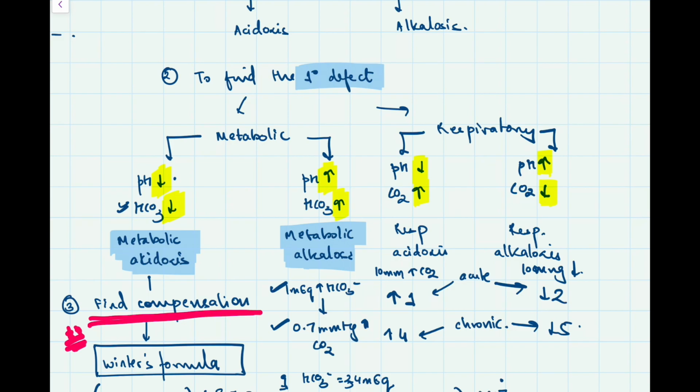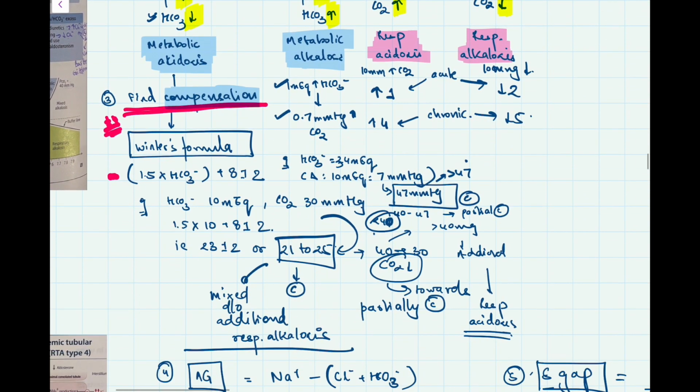increase in bicarbonate. For respiratory conditions, a decrease in pH with an increase in CO2 means acidosis, while an increase in pH with a decrease in CO2 is alkalosis. After the primary defect, compensation can be seen by Winter's formula, which is 1.5 into bicarbonate plus 8, plus or minus 2. This is for metabolic acidosis, right? And this is only asked in the exams.